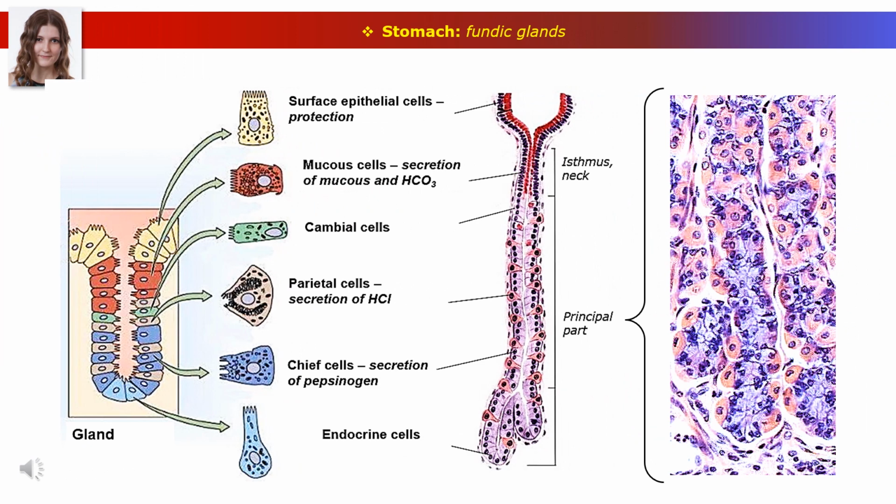Gastric glands proper are the most powerful and numerous glands of the stomach. They contain 3 main types of cells: chief, parietal, and mucous. There are also cambial and various endocrine cells. Chief cells are the most numerous. They produce the inactive enzyme pepsinogen.